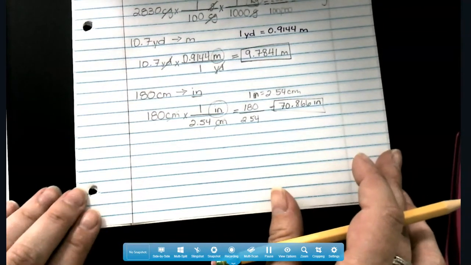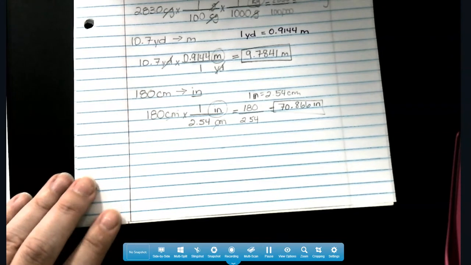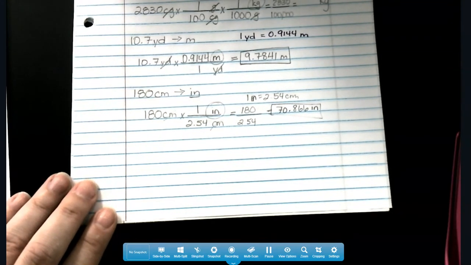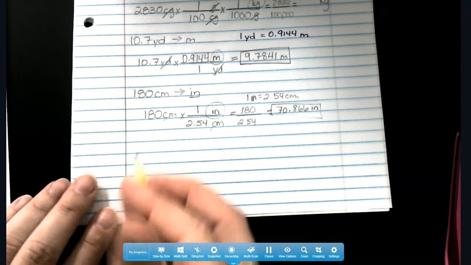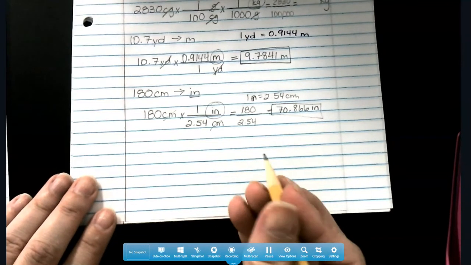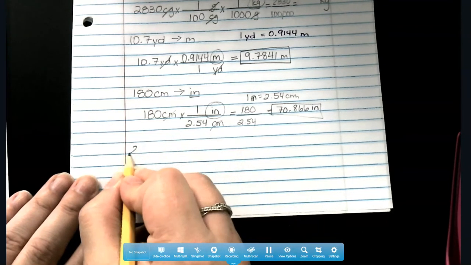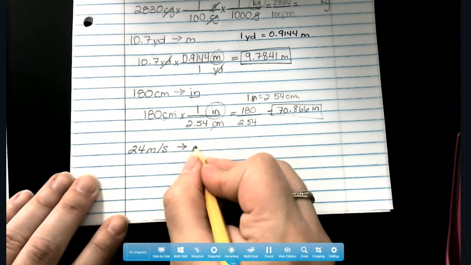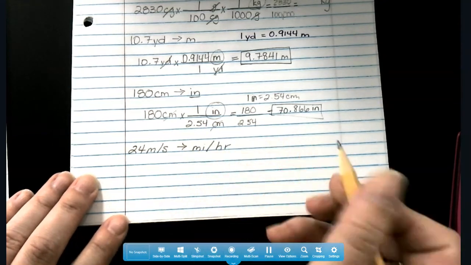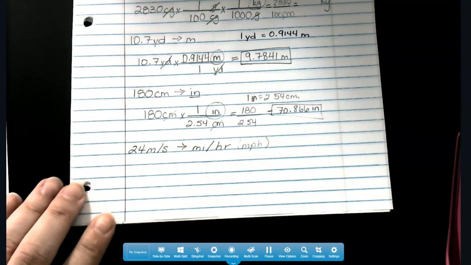Now the last thing I'm going to show you is probably the most complex thing that we're going to do in this beginning chapter. We're going to convert from a mixed unit, like meters per second. We're going to go from meters per second to miles per hour. So let's say we were traveling, let's say 24 meters per second. It's really fast. And we want to know how fast that is in miles per hour, because we're weird Americans and we like to do everything miles per hour. A lot of times, like in a car, you see it mph.